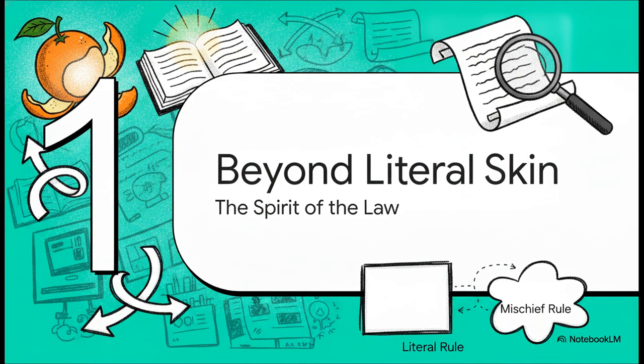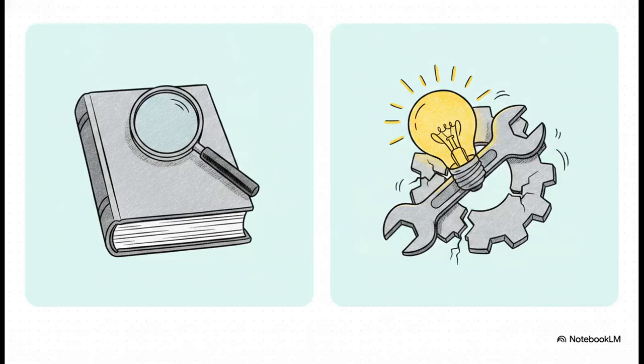All right, let's jump right into section 1, beyond the literal skin. Let's start with your ultimate exam hook. You always want to explain to your examiner the stark contrast between standard interpretation and the Mischief Rule. So while the literal rule prioritizes the strict dictionary definition, focusing merely on the words or the skin of a statute, and the Golden Rule modifies that literal meaning just to avoid sheer absurdity, the Mischief Rule goes way deeper.